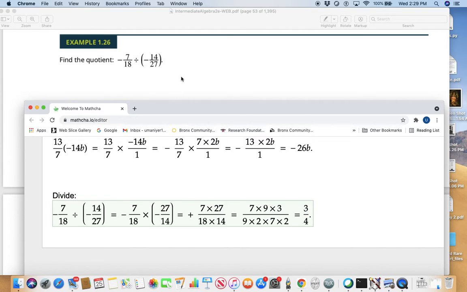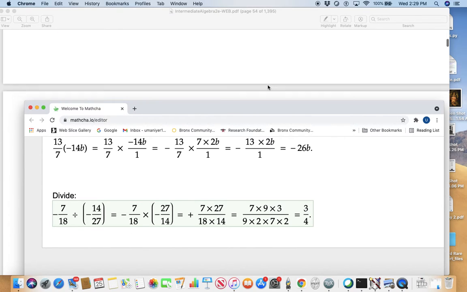Alright, so this is called the quotient. The answer is called quotient when you divide a number by another. Okay.